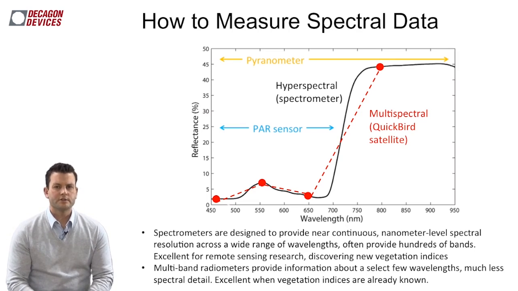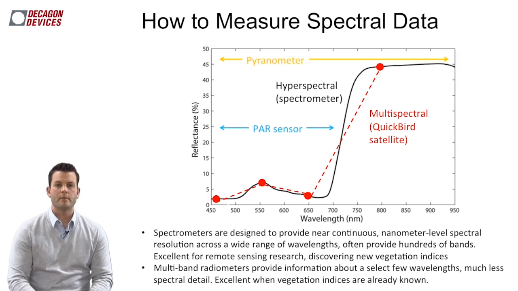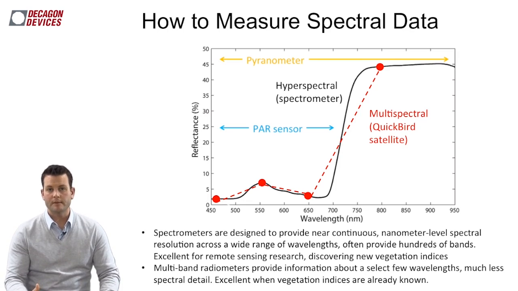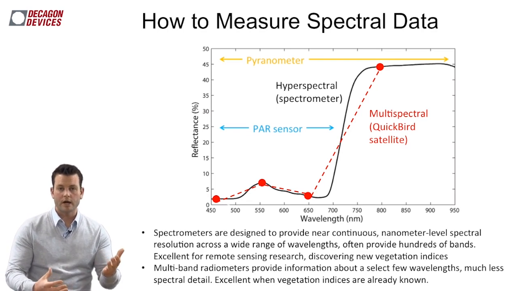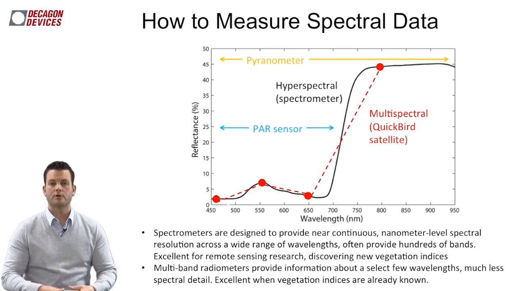Typically these kinds of instruments are used in a remote sensing research type application where maybe we're looking for new vegetation indices or new dynamics. For example, when the PRI was discovered, it was by exploring multiple spectra all at once.